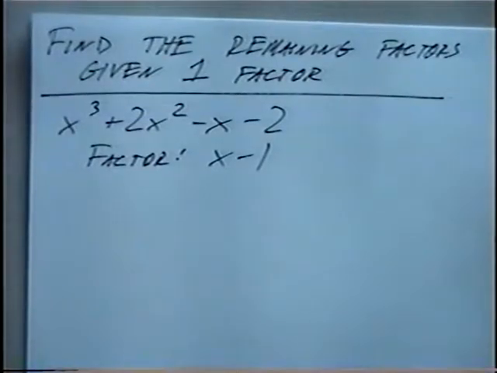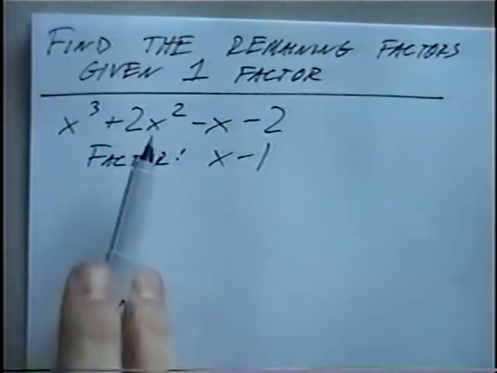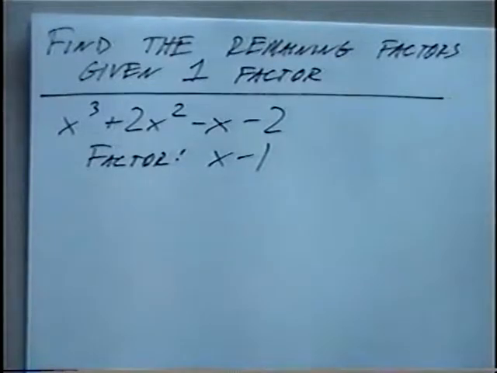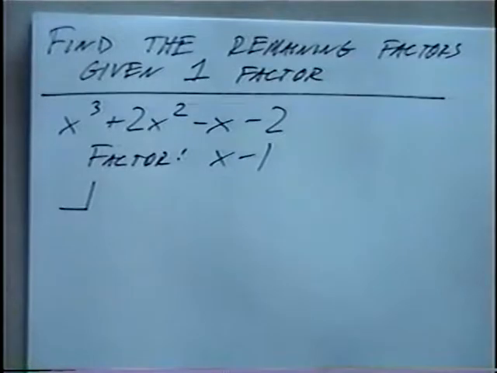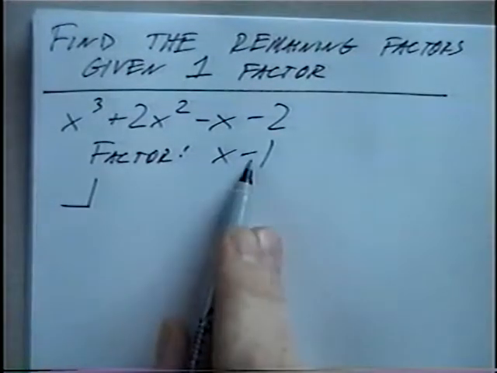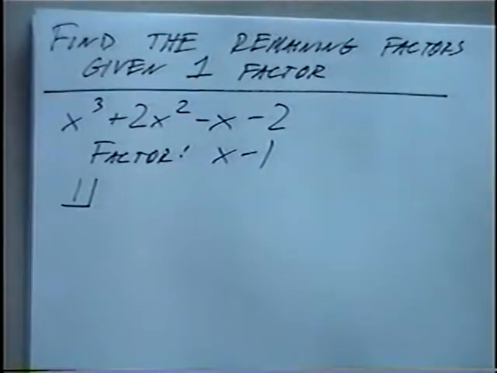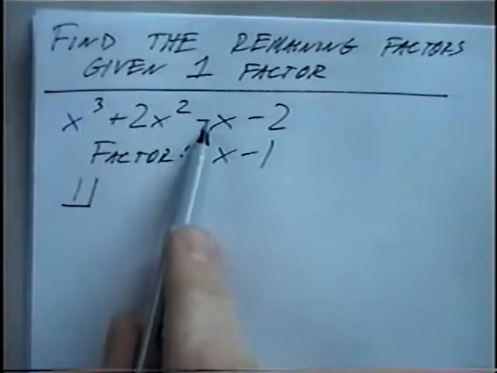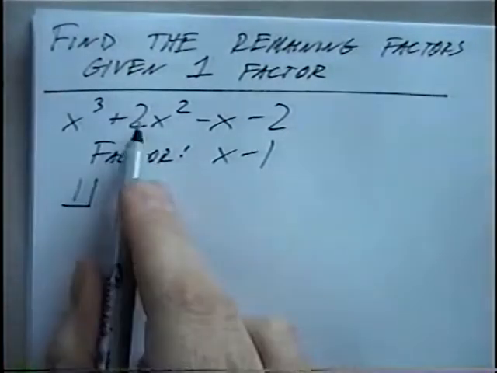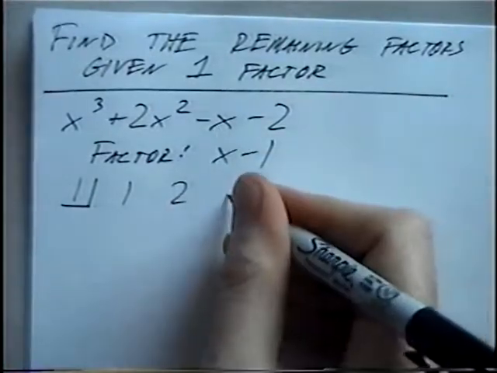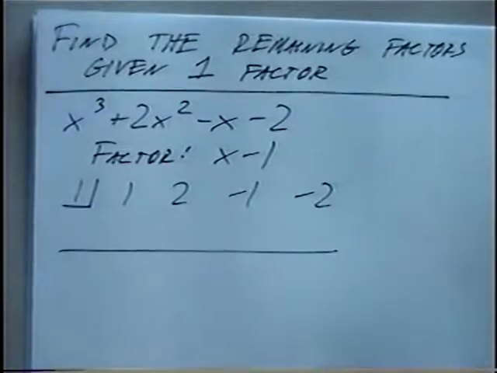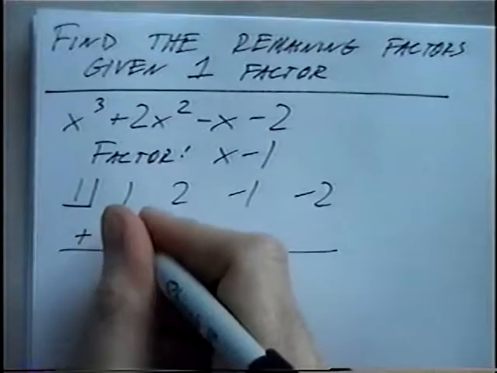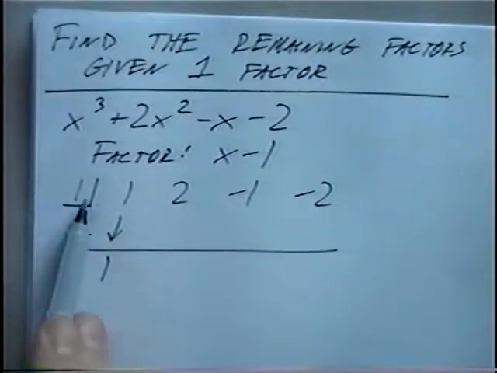factors. What we're going to do for this is basically divide the polynomial by the factor. The easiest way for this question is using synthetic division. X minus 1, the minus 1 changes to a positive 1. Take your leading coefficients, positive 1, positive 2, negative 1, and negative 2. Draw your line underneath, put your plus sign on there, and then divide. The first term drops down.